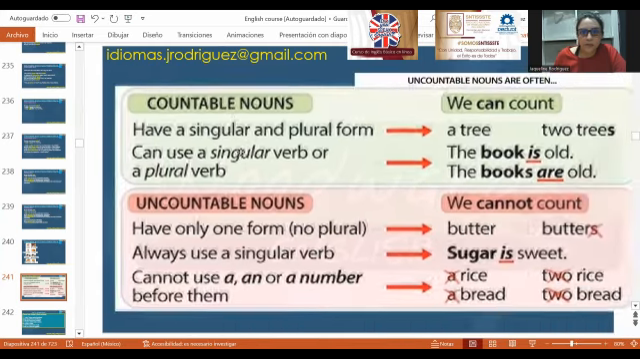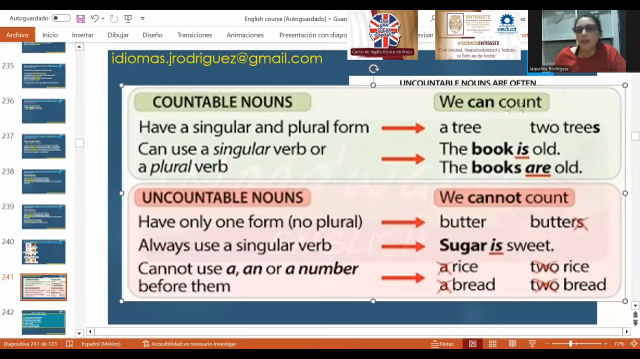First, we have countable and uncountable nouns, right? This is like a summary, no? Es como un resumen. Countable and uncountable nouns. So, countable nouns have a singular and a plural form. You can count a tree or two or more trees. And we can use a singular verb or a plural verb. Podemos usar el verbo en plural o el verbo en singular. El verbo to be. The book is old. The books are old. ¿No? Aunque books sea un objeto, si tengo en plural varios libros, voy a usar are. El libro es antiguo. Los libros son antiguos.